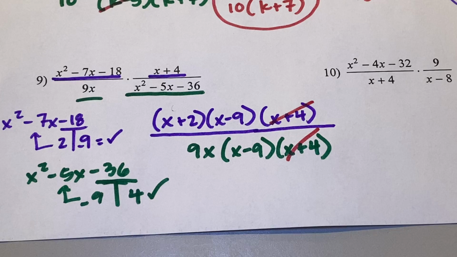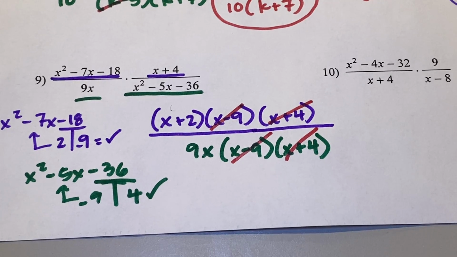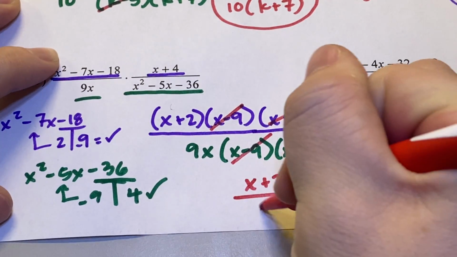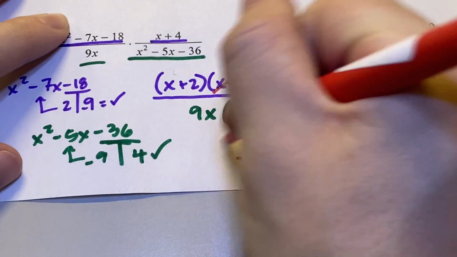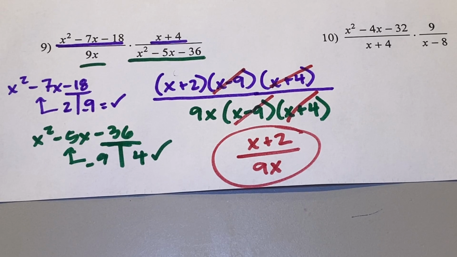What else is the exact same on top and bottom? x minus 9, x minus 9. Anything else? Nope. So I'm just left with x plus 2 on top over 9x on bottom. That's it. Factor, factor, factor, simplify. Boom. Let's do one more.